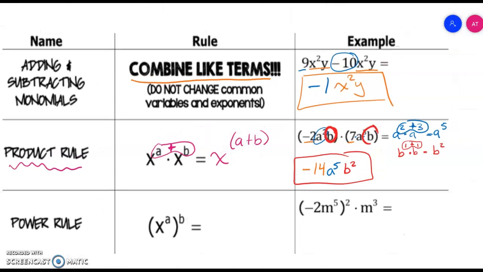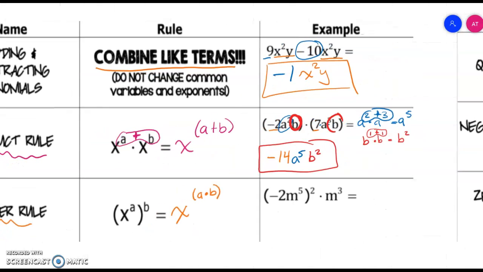Our next rule is the power rule. This one is also pretty important. When we have parentheses here, these are going to be different. Instead of adding them together, I'm actually going to multiply them together. So I essentially have x to the power of a times b. So I'm going to multiply them together.